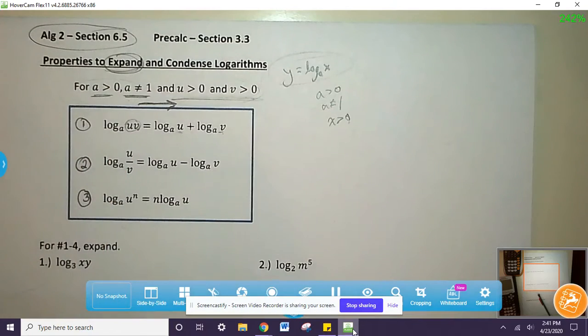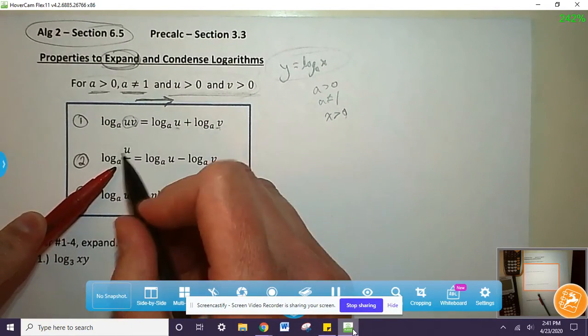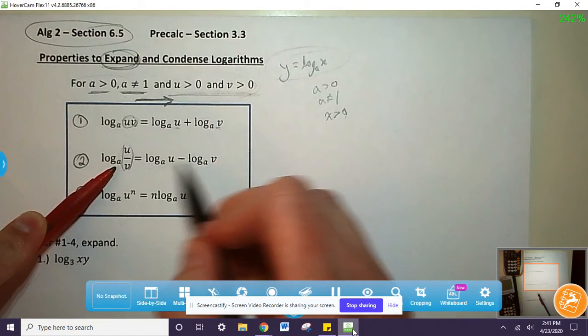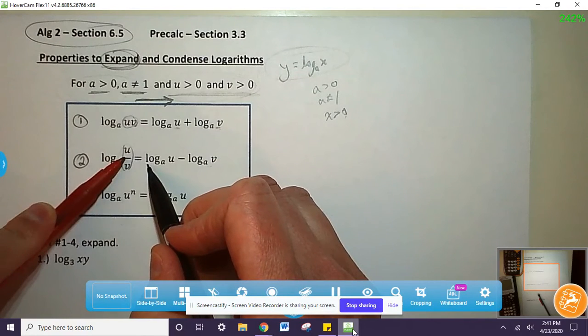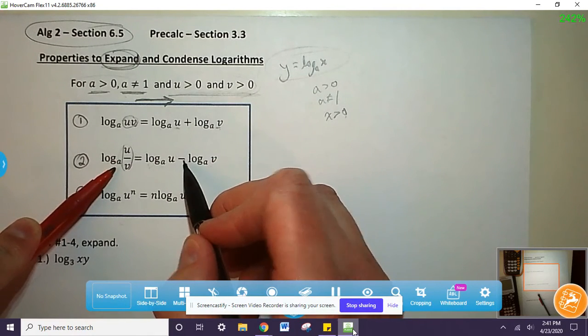And we'll see that through examples. The second property says if you have log of a quotient, so in here we have a quotient, that's a division problem. You can split that up into 2 logs. You take the log of the top, keep the same base, then you put a minus and take the log of the bottom.